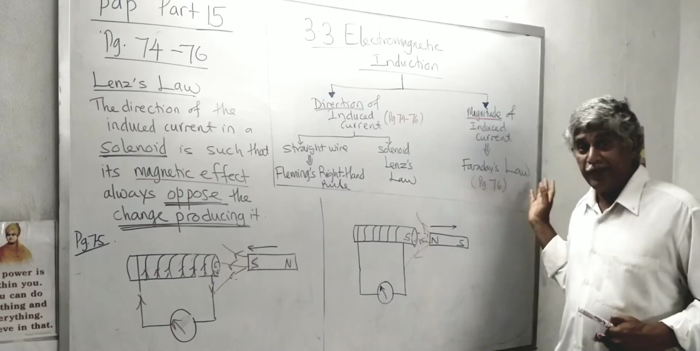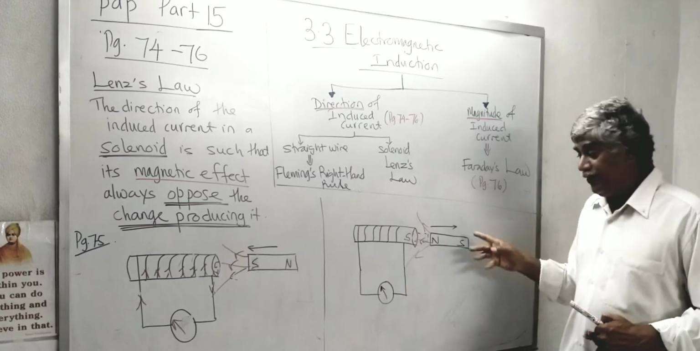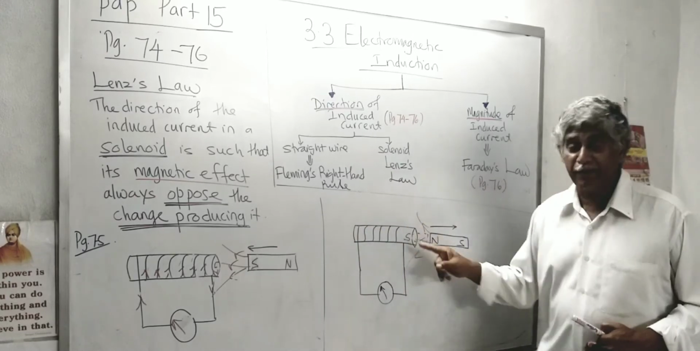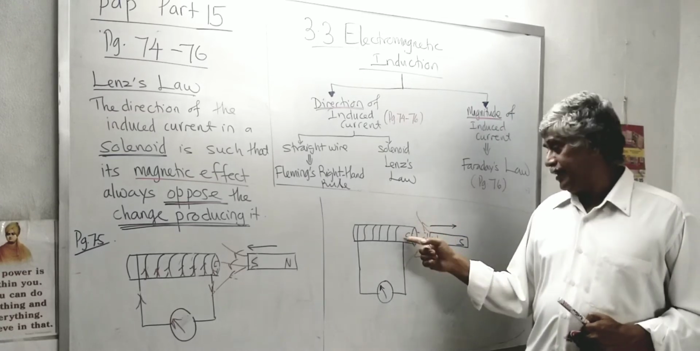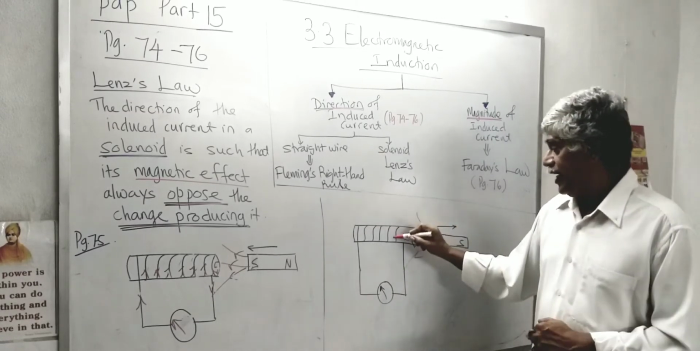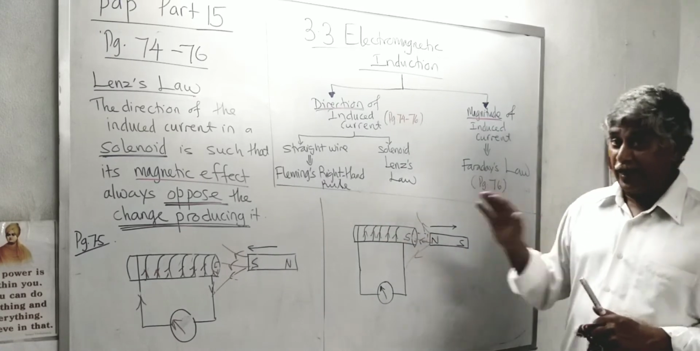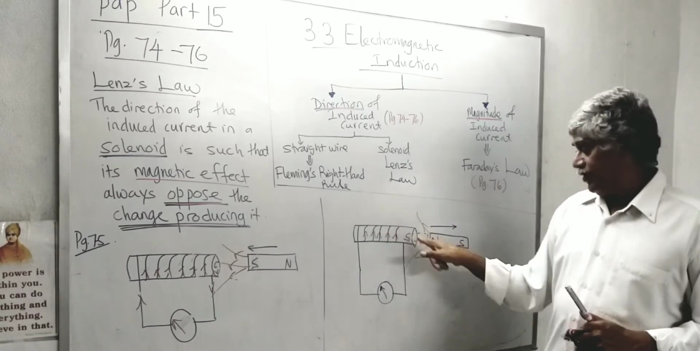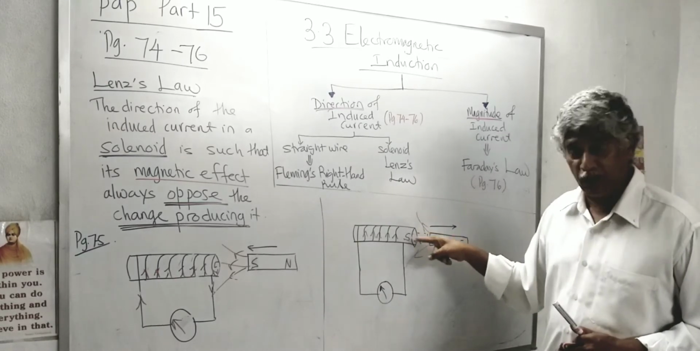Leaving means it must attract back, opposing means it must attract back. So when north is leaving, it has to attract back. To attract back, it must produce a south pole. So for the south pole again, this is south. So the direction of induced current will be this way. So I apply the right hand grip rule, right? Here is the south pole, because north is leaving, so it must induce a south pole.